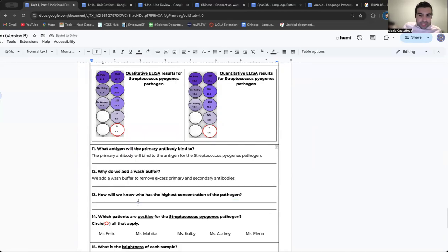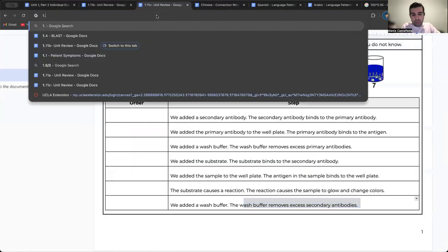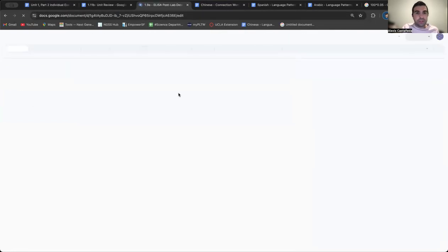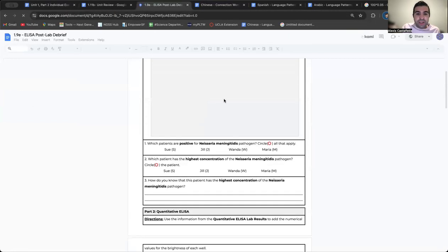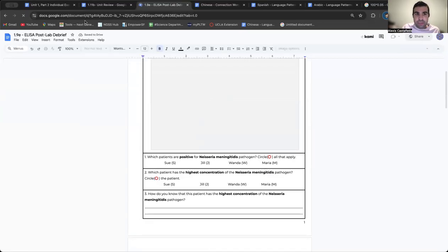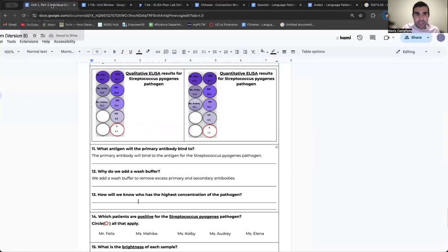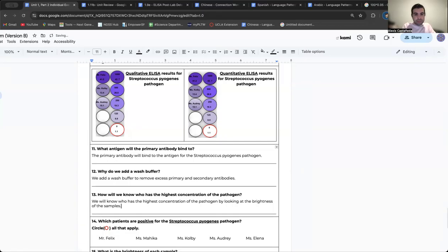How do we know who has the highest concentration of the pathogen? Well, if we look back at 1.9E, when we were talking about our ELISA, the brighter a sample is, the more of the concentration that the patient has. So we will know who has the highest concentration of the pathogen by looking at the brightness of the samples.